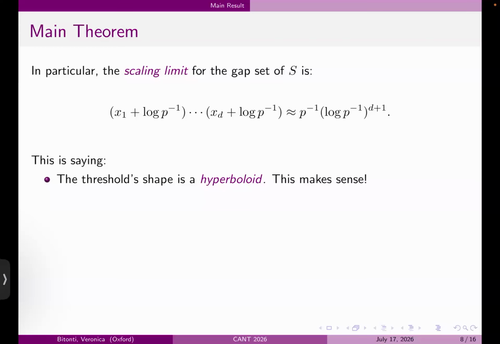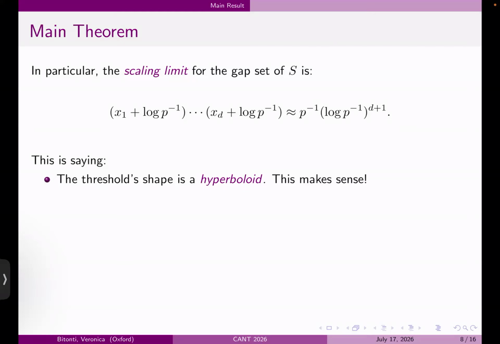And this should make sense. Why does it make sense? Well, because if we look at a particular point in our space and we want to see whether this point is going to be a gap element or not, this is more or less equivalent to looking at the box that this point generates, by looking at the projection of such a point on the different planes. And in particular, this point would lie in our gap set if all the generators of the semigroup do not lie in our box.